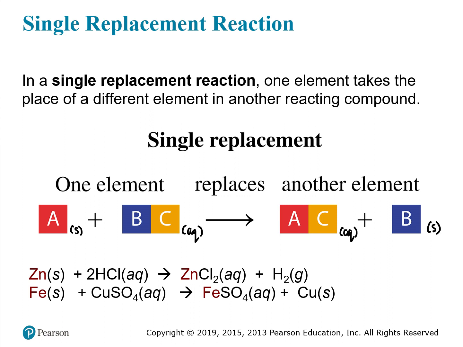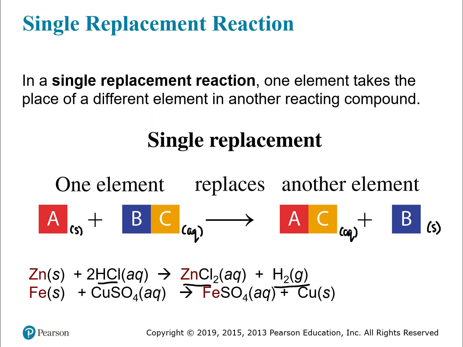With chemicals, some examples would be zinc solid added to hydrochloric acid. The zinc is active enough to replace the hydrogen in the acid. You end up forming zinc chloride and you liberate hydrogen gas.